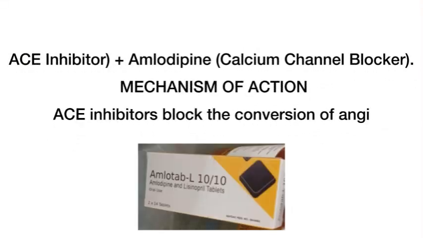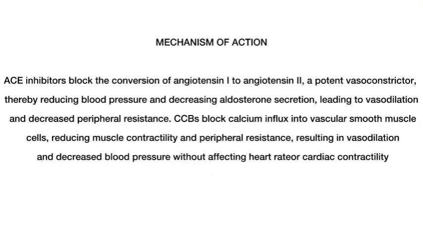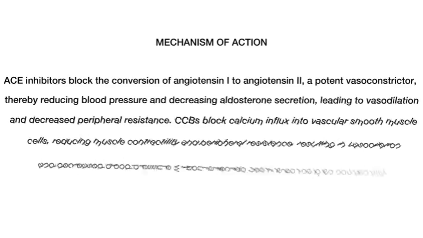For the mechanism of action, I'm going to be talking about the ACE inhibitors, which are angiotensin converting enzyme inhibitors. What it does is that it blocks the conversion of angiotensin 1 to angiotensin 2, which is a potent vasoconstrictor, thereby reducing aldosterone secretion and reducing blood pressure.